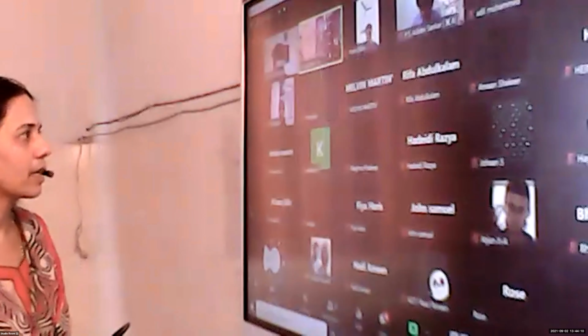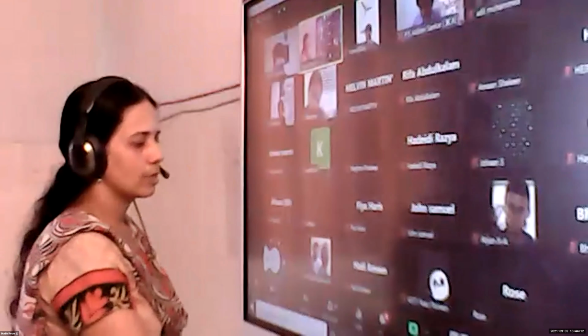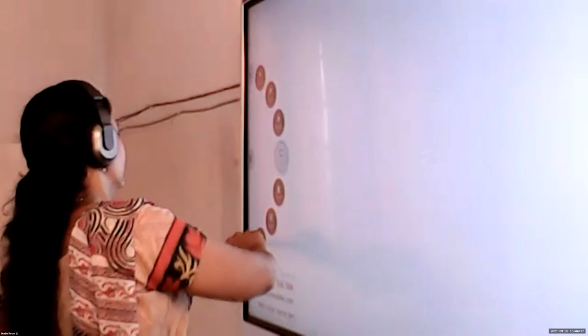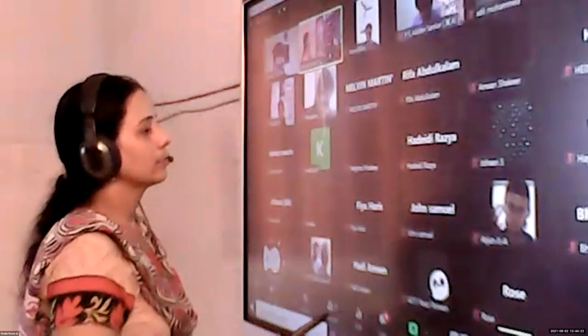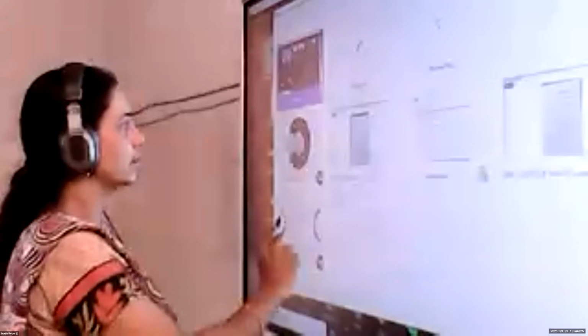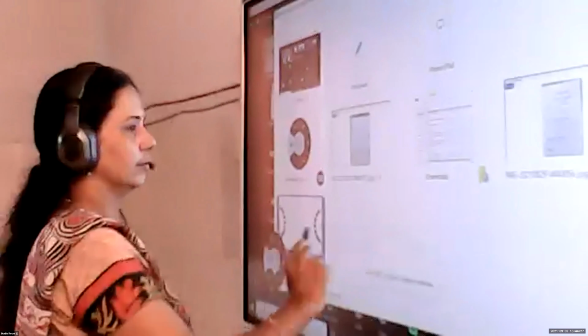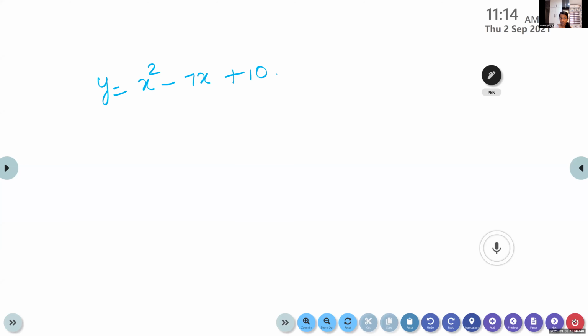What is the polynomial given here? The polynomial given here is y is equal to x square minus 7x plus 10. So we fill the table. How are we filling this table?